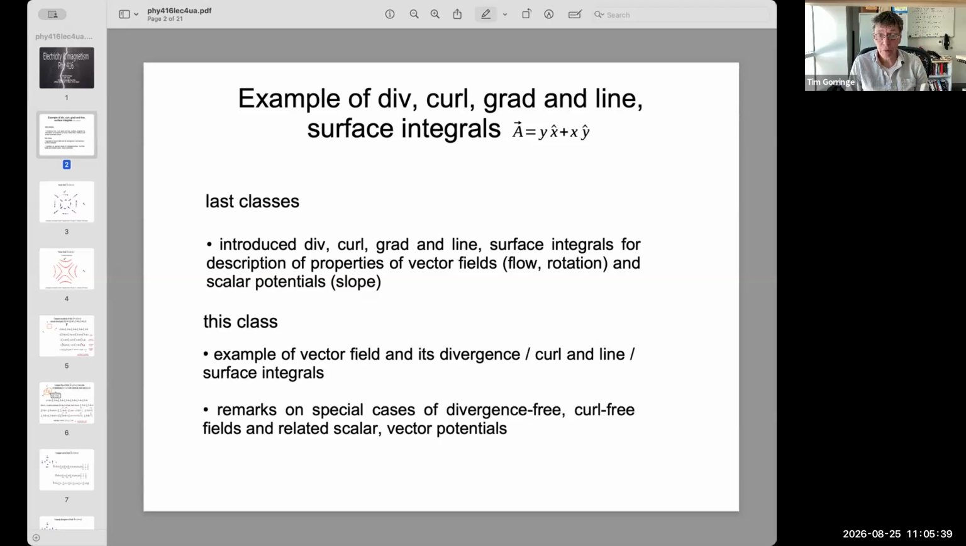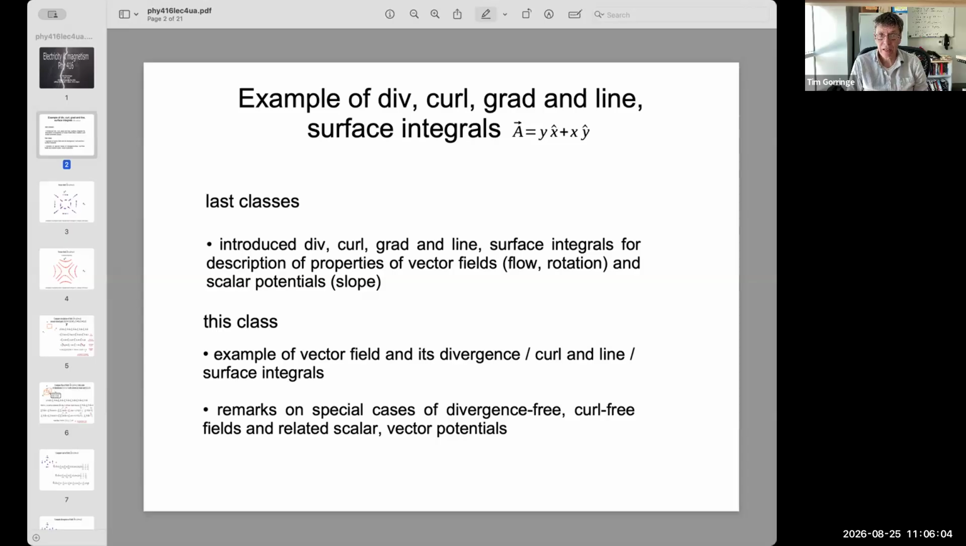These quantities help us describe field properties, vector field properties like the flow of the field, like the rotation of the field, scalar field properties like the slope of the scalar field. In today's class, I want to apply these methods, provide an example of these methods for a particular field.